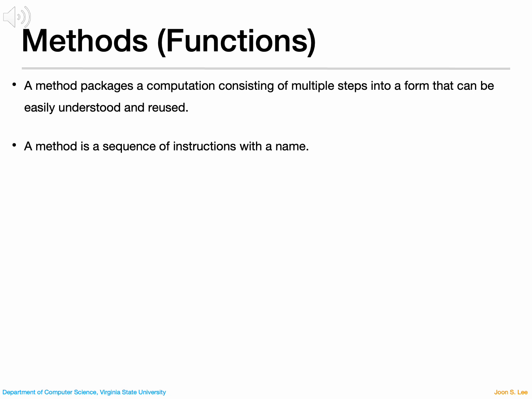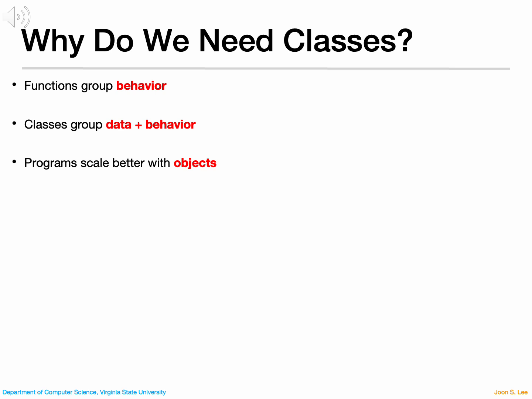Think about it this way. When you see a method call, you don't need to know every line inside it immediately. The name of the method tells you what it does, and the details are hidden inside. A function groups behavior; it tells the computer how to do something.